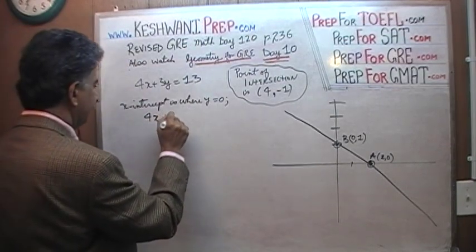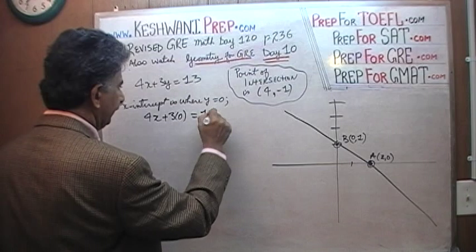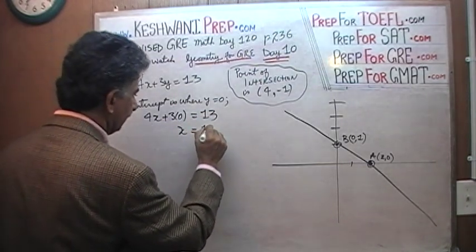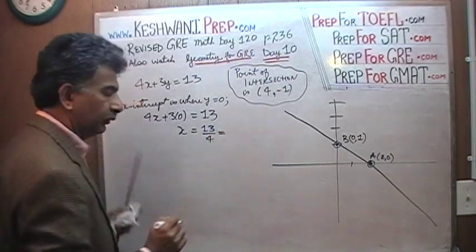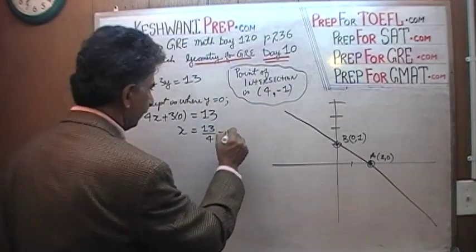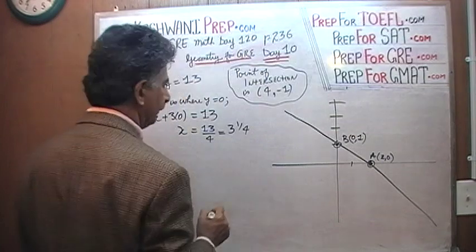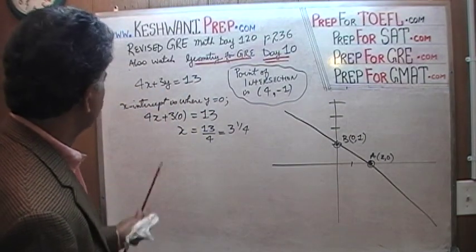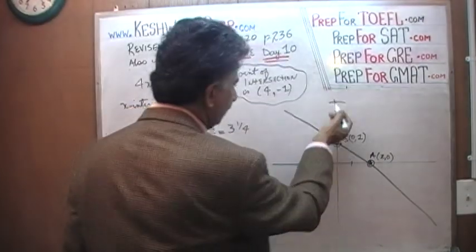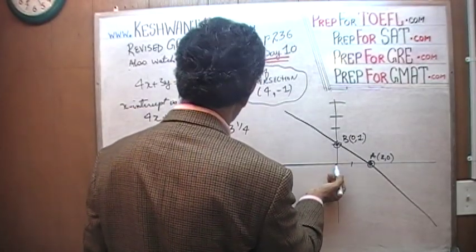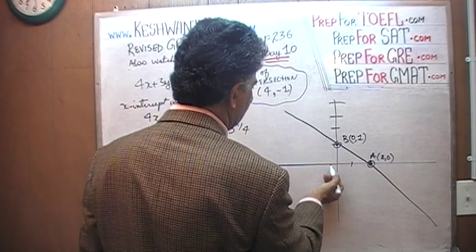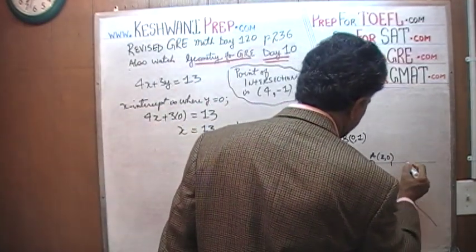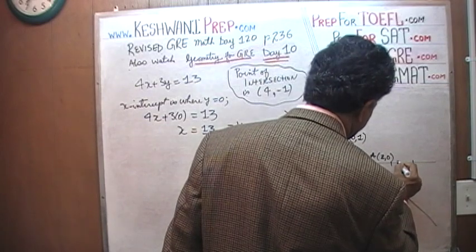4x plus 3 times 0 equals 13. 3 times 0 is just 0. So 4x equals 13, therefore x equals 13 over 4. We know 12 over 4 is 3, so it is 3 1/4. So y is 0 and x is 3 1/4. 1, 2, 3, 4. It's somewhere here.